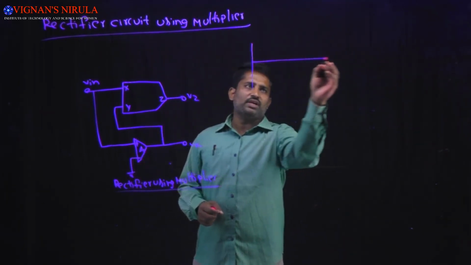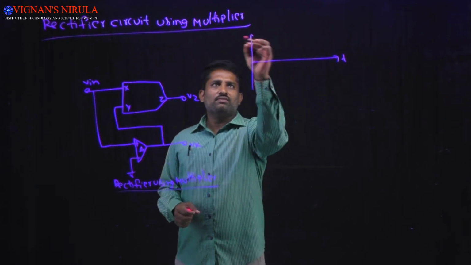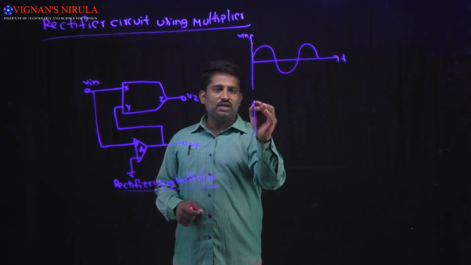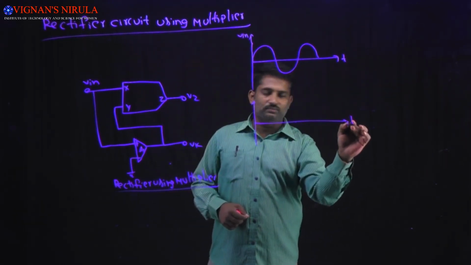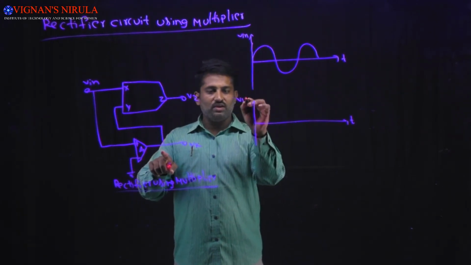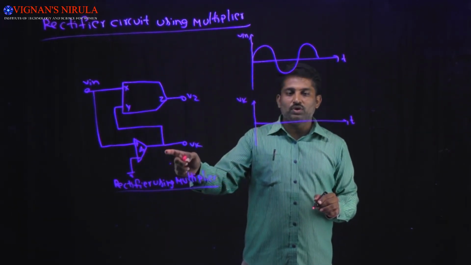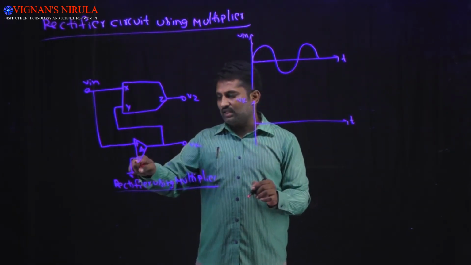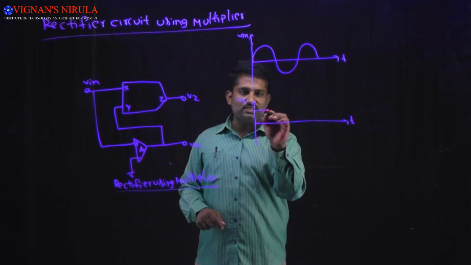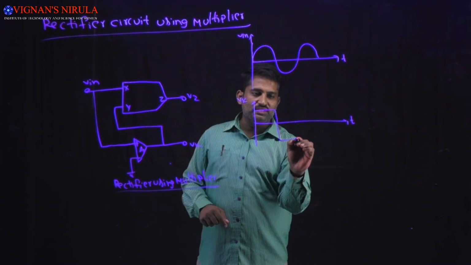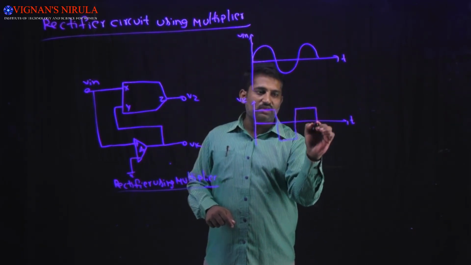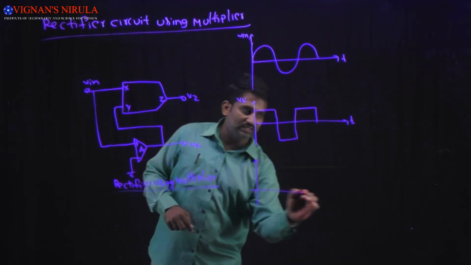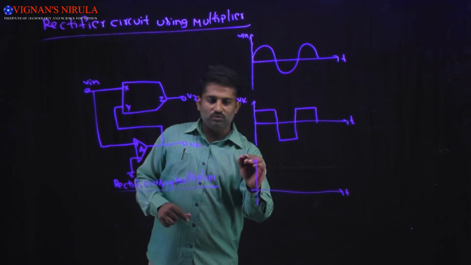Here I am taking the input signal, and here I am considering Vk, which is nothing but the output of the non-inverting comparator. Whenever Vin is greater than the reference, which is 0, we will get plus Vsat. If it is less, then we will get minus Vsat. Again we will get plus Vsat. And here I am going to write the multiplier output Vz.